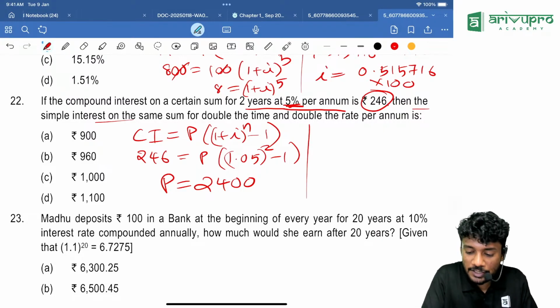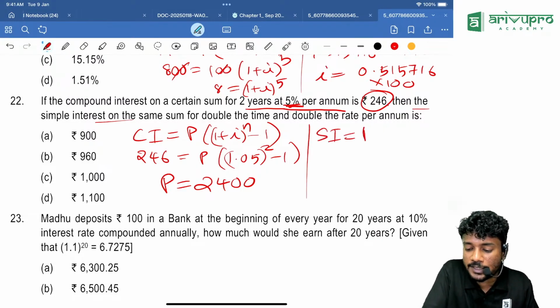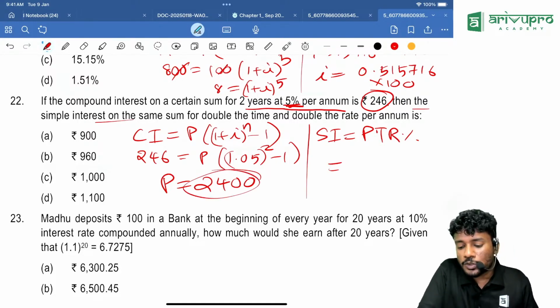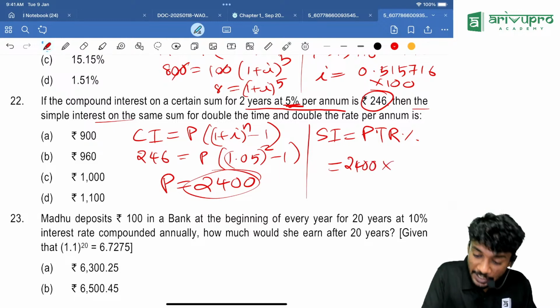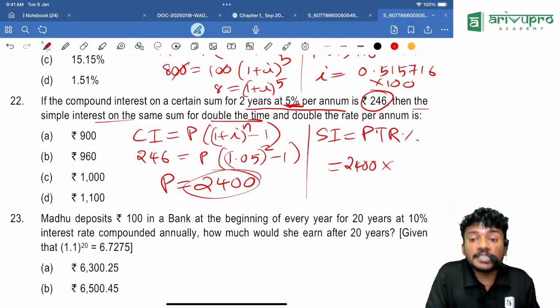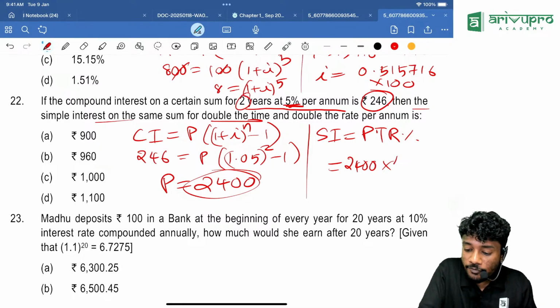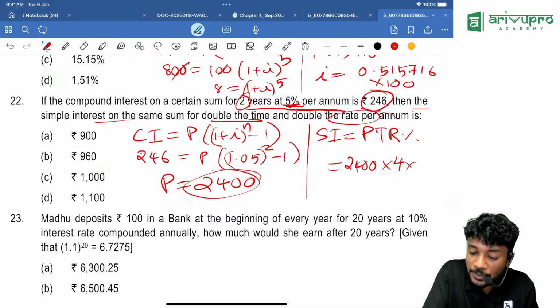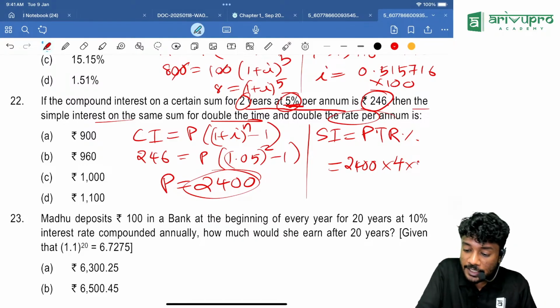Now they are asking us to find the SI value. What is the formula? SI is equal to PTR percentage. So P is how much? 2400. T is how much? They are telling double the time. That means 2 into 2 is 4, into double the rate percentage. That means 2 into 5 is 10%.